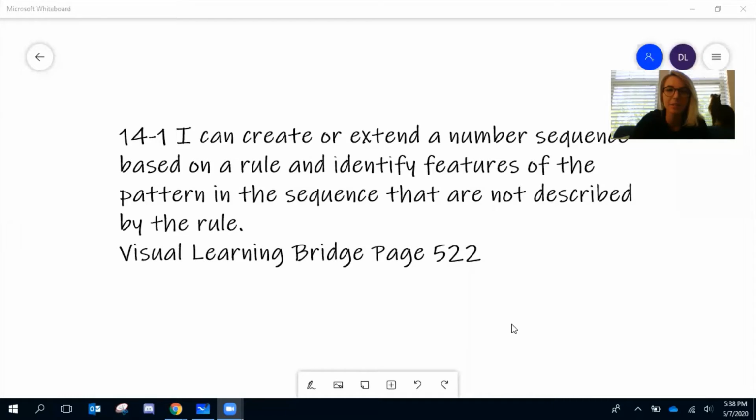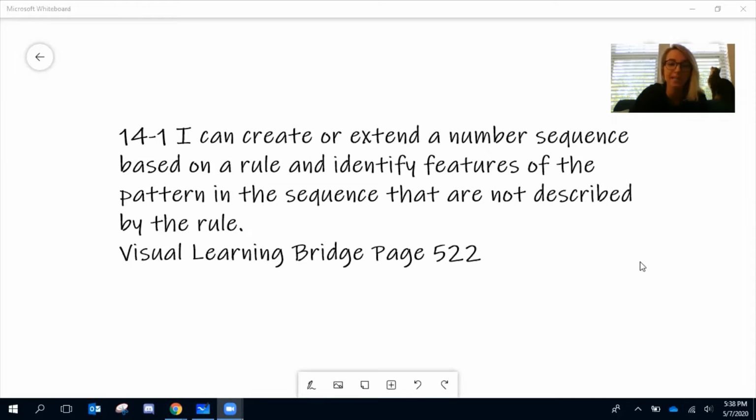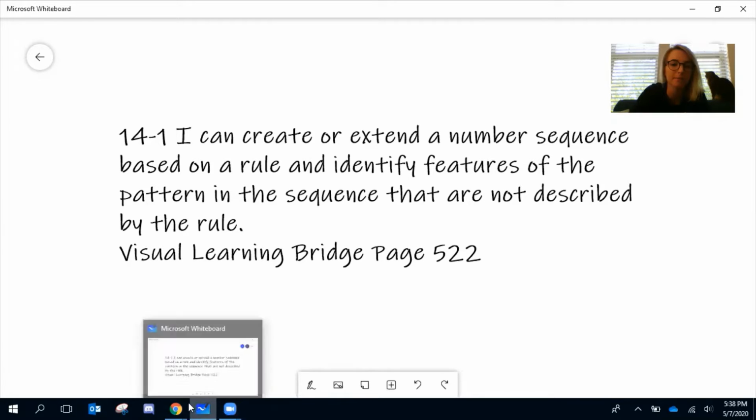In this lesson, you're going to be creating or extending a number sequence based on a rule and identifying features of the pattern in the sequence that are not described by the rule. We're going to get started with the visual learning bridge, so if you will turn in your Envision book to page 522, you can follow along with us.